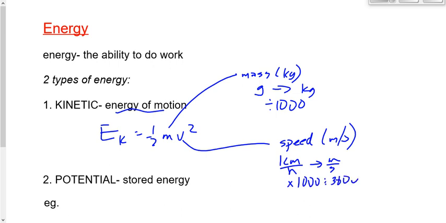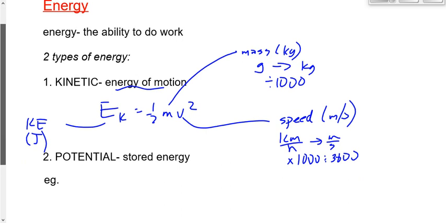Good. Kinetic energy is measured in what units? Joules. And kinetic energy is a vector or a scalar? It's a scalar. In fact, as we go through this unit, you're going to find that all types of energy, kinetic, potential, and then the subcategories of potential energy, they're all scalars. Okay? There's never any direction associated with energy.